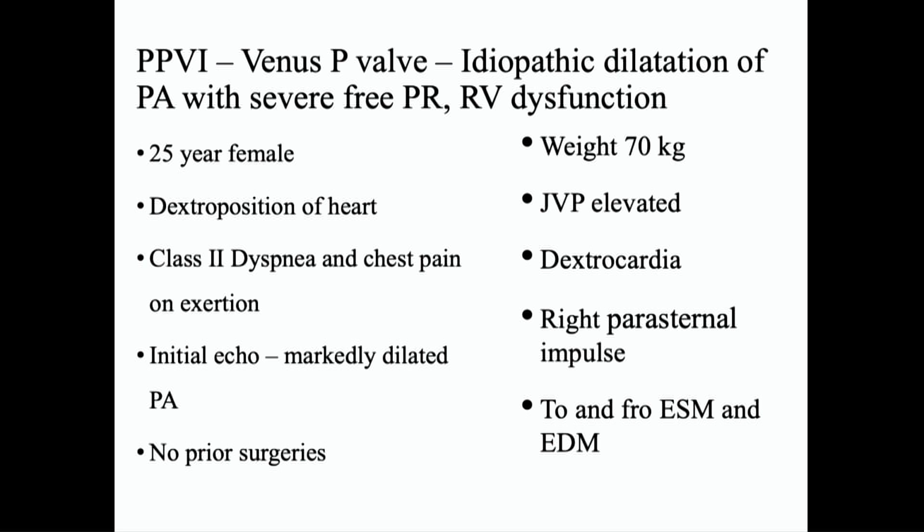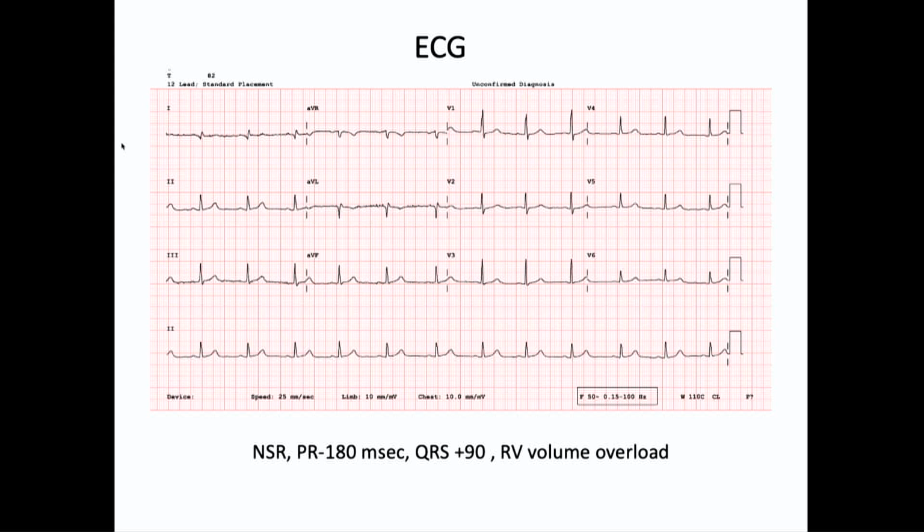On her clinical examination, there is elevated JVP, but there is no tachycardia or tachypnea. She is having dextrocardia, and there is a right parasternal impulse. There is also a to and fro murmur for her. And this is her ECG, which is showing normal sinus rhythm with a PR interval of 180, QRS axis 90, and there are features of RV volume overload.